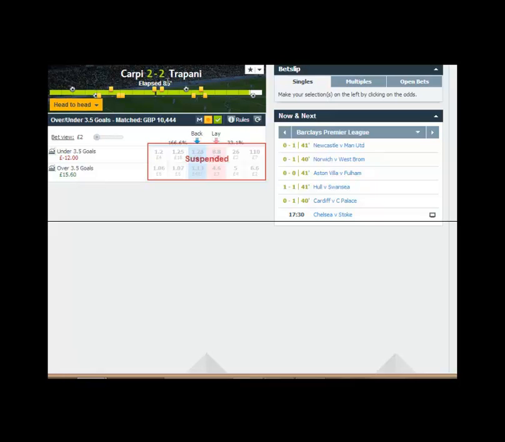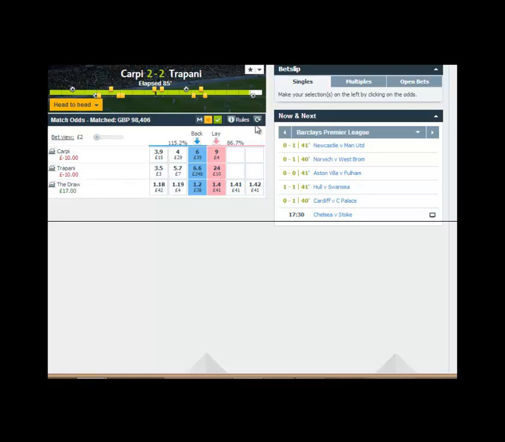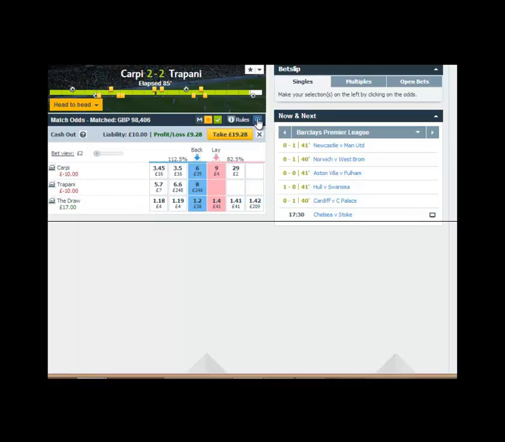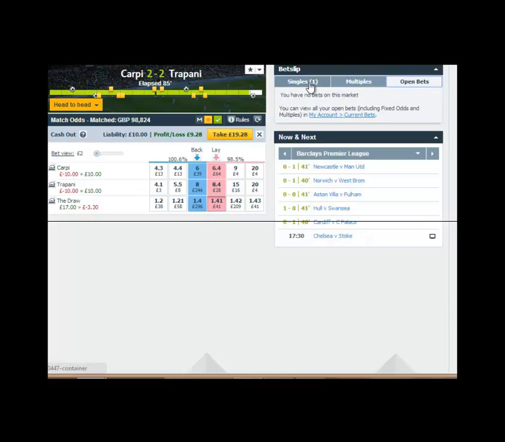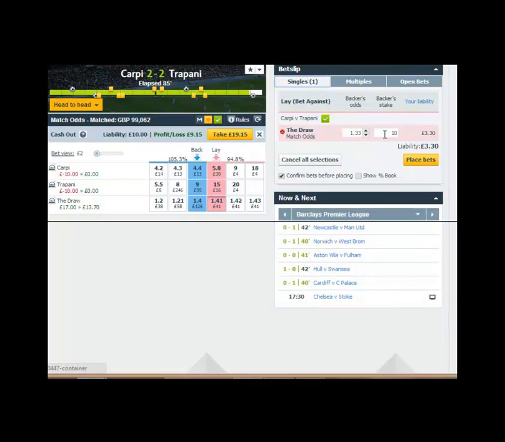And good news for us, Carpi Trapani scored to level 2-all. So we've won £15.60 on the over 3.5, and we've also won £17 on the draw. Now, 5 minutes to go. I don't want to leave it like that. I've still got a £10 liability should either Carpi or Trapani get another goal in the last few minutes. So I'm quickly laying the draw at 1.33.